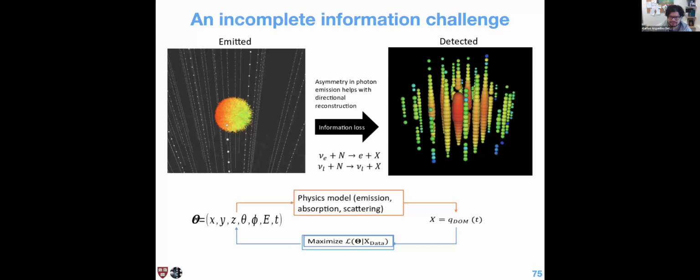Okay, so it's an incomplete information challenge. You have some photons, and then you have these detected particles, and what you have to do is figure out how the light was emitted. For that, we usually use some likelihood-based reconstruction, though these days we also use machine learning techniques.